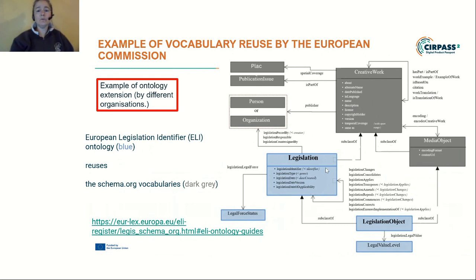Here we have an example of another ontology created by the European Commission. It's the European Legislation Identifier. And I just want to show you how here it is reusing concepts that have been defined on schema.org. So concepts such as a creative work that comes with all sorts of properties. And because a piece of legislation is a creative work, it can inherit all the properties of creative work, but legislation has additional properties that are defined in the ontology here.